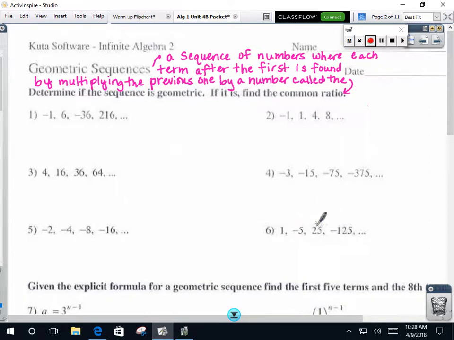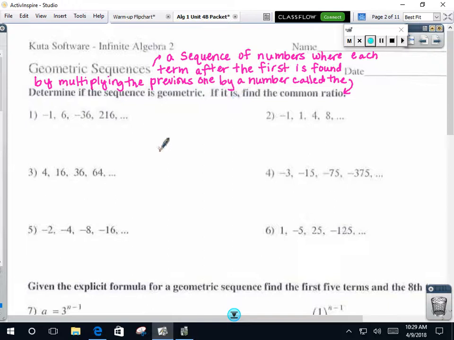Okay, so look, a sequence of numbers where each term after the first is found by multiplying the previous one by a number called the common ratio. So with arithmetic sequences, we were adding or subtracting, and the number we were adding or subtracting by was called the common difference, and we labeled it D for common difference. With geometric sequences, you're going to be multiplying by the same number each time, and that's known as the common ratio, so it will be known as R. Like you see on the board, in arithmetic formulas they use D for common difference. In geometric, it's an R for common ratio.